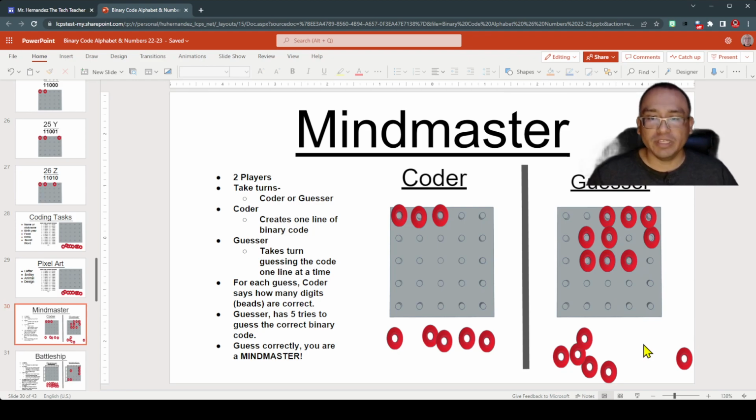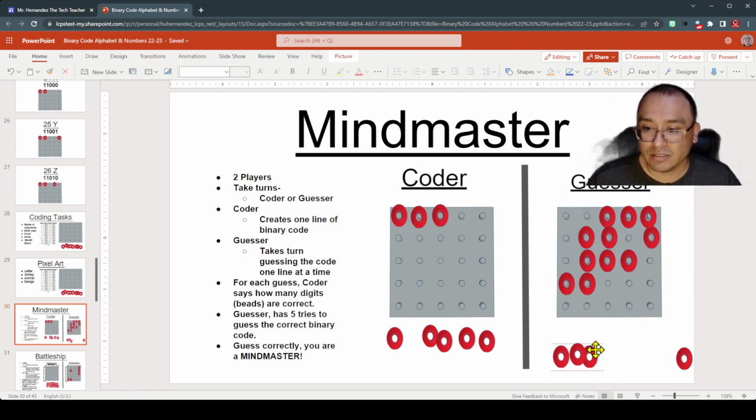You have 2 beads correct, the guesser would say. Well, I'm still using only 3. And so process of elimination, well, I haven't done this. Okay? And then the coder would say, you are the Mindmaster, you got it correct. Another variation is if you didn't try that, you could have done something like this, right? And the Codemaster would say, you only have 2 correct, right? And so by the last one, hopefully you can get it down to the 3.